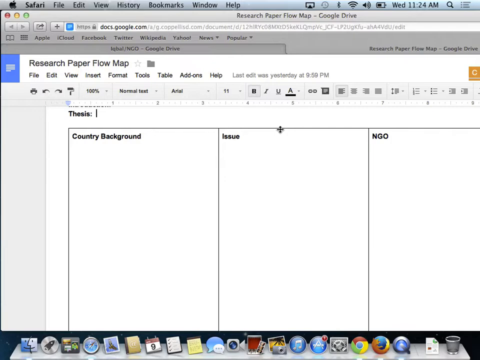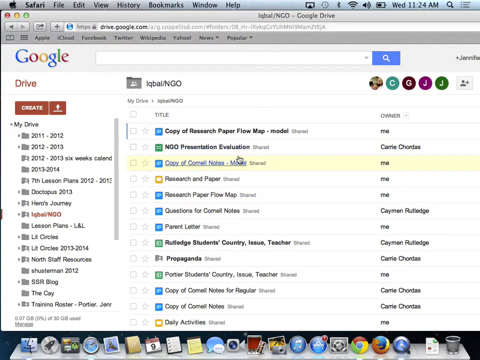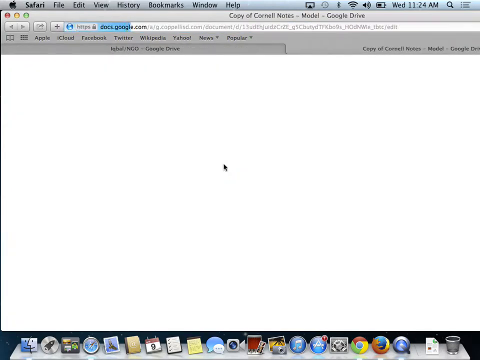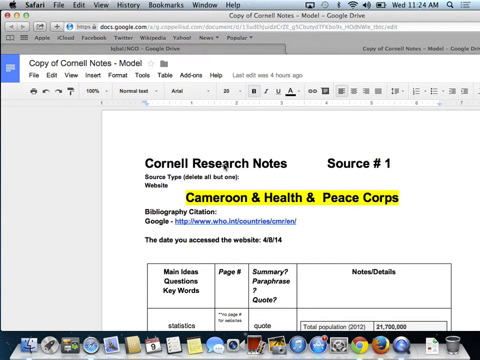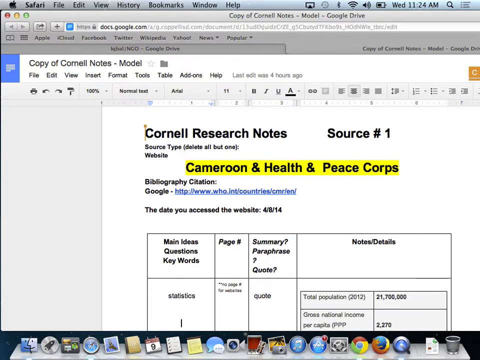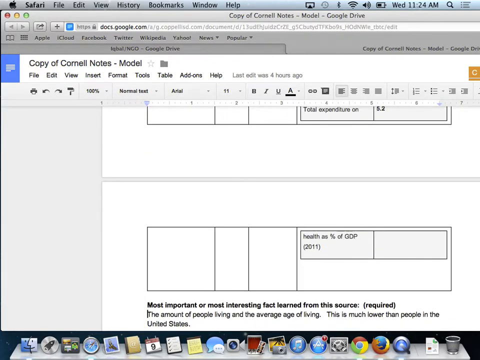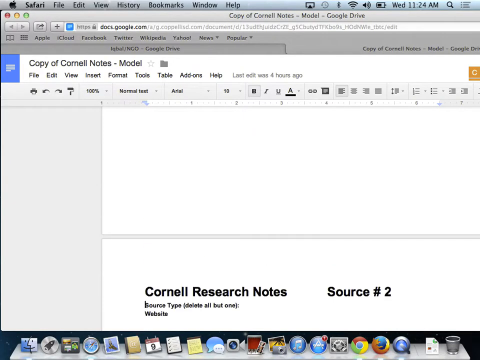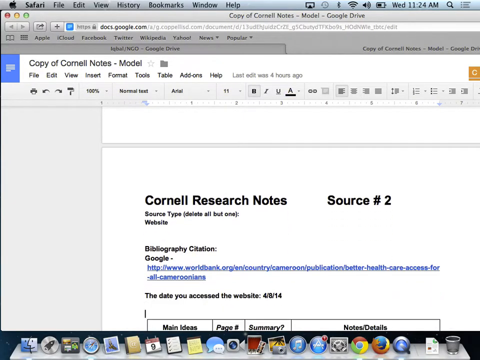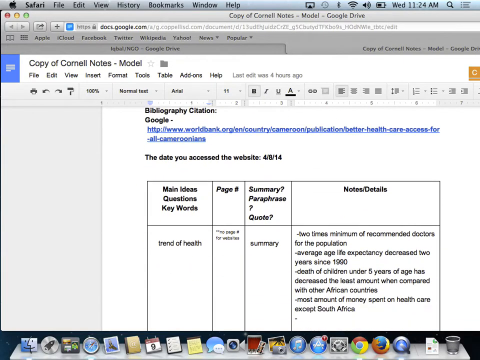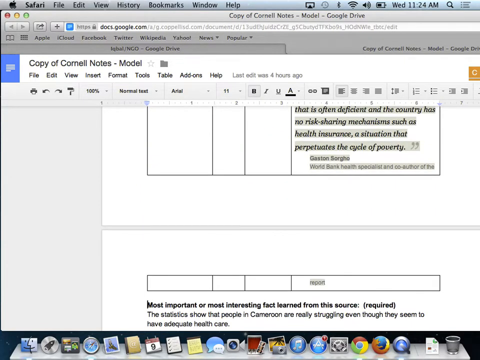Okay. So this is what your paper is going to look like where it's completely blank. I did research to help make this process a little bit faster. And so my Cornell Notes, I have a model of them so you can see. And I did research on health in Cameroon, and my NGO was the Peace Corps. So looking through this document, you can kind of see that I have information about the country and what's going on with the people in the country. I did answer my questions at the bottom of my Cornell Notes page. Second source, again, information about health, which was my issue.